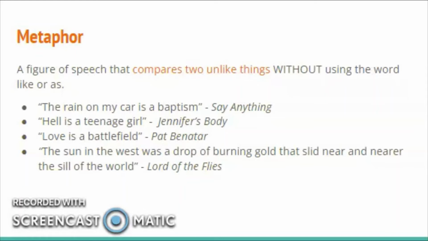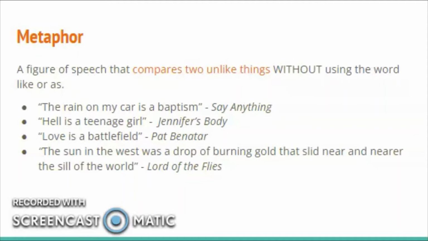The rain on my car is a baptism. That's saying that it's raining really hard. Hell is a teenage girl. It's showing a comparison to hell and teenage girls, because commonly teenage girls can be known to be a little bit crazy and emotional. Love is a battlefield, showing that love is difficult.